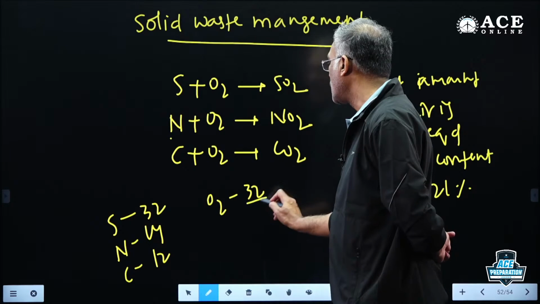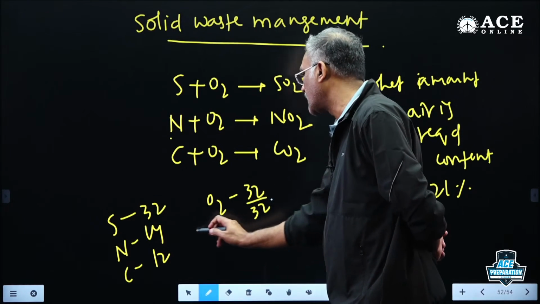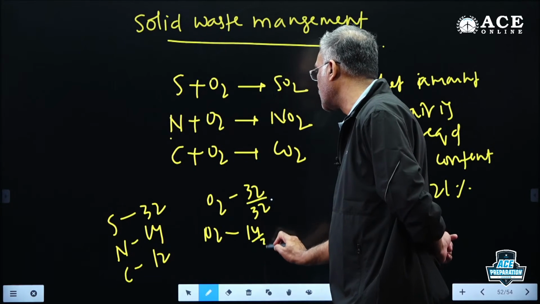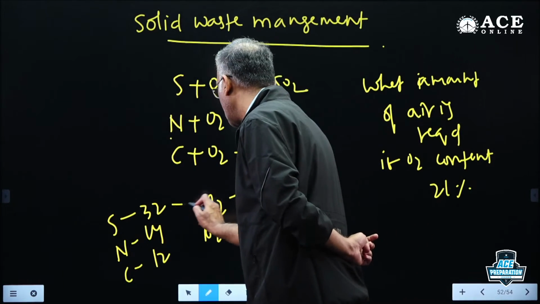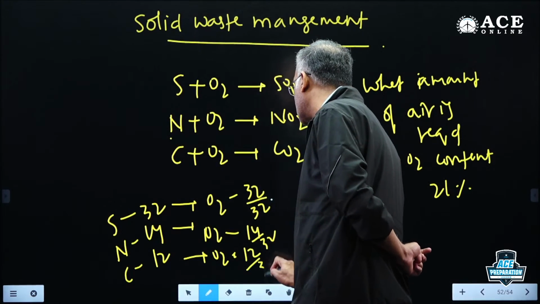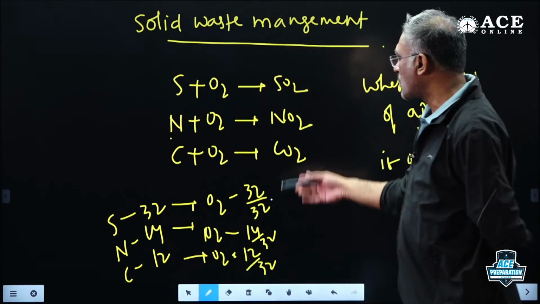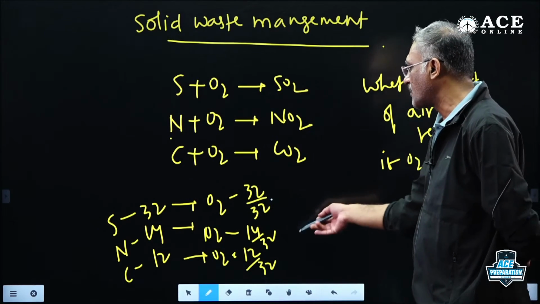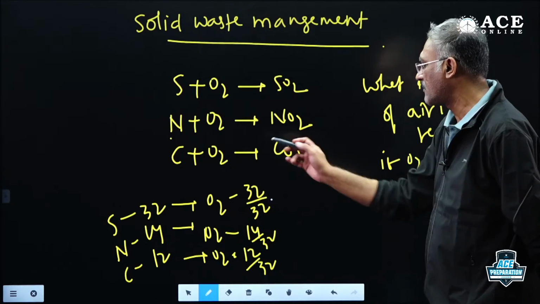So the oxygen requirement of sulfur is 32 by 32. The oxygen requirement of nitrogen is 14 by 32. The oxygen requirement of carbon is 12 by 32. This will give the total oxygen requirement. And so on for the waste: suppose it is 1000 tons of waste, multiply by 1000. You will get the oxygen required for sulfur, the oxygen required for each of the others.